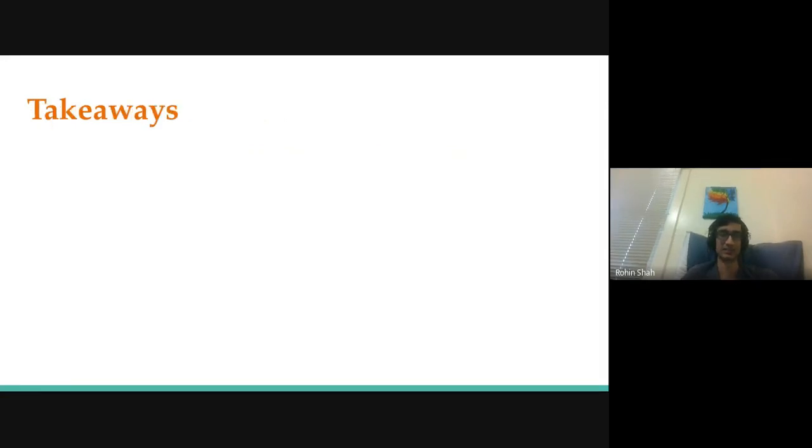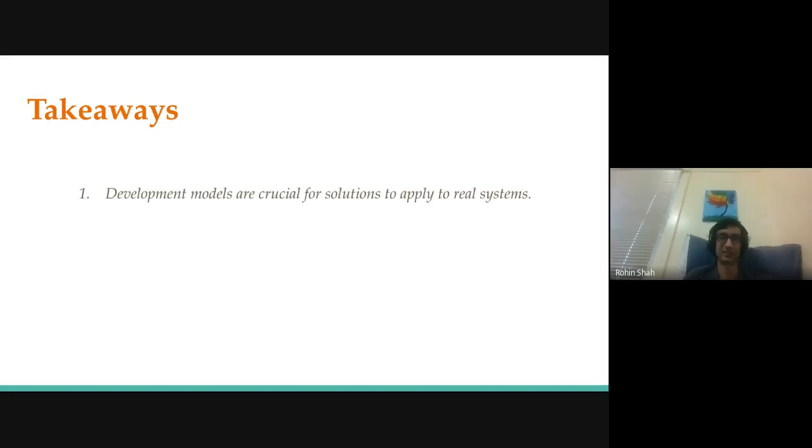Cool. So yeah, takeaways. I want to go back to our 4 key claims that I wanted to argue for. So first one, development models are crucial for solutions to apply to real systems. So in the one case where we didn't have a development model, which is the utility maximizer one, I'm pretty skeptical of the solutions that are proposed in that case, because I don't think they will actually be applicable to the systems we're actually building for AGI. And that's an example of the reason why I think that we really should have development models.